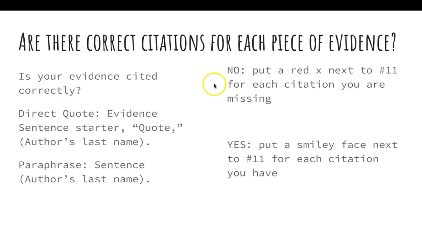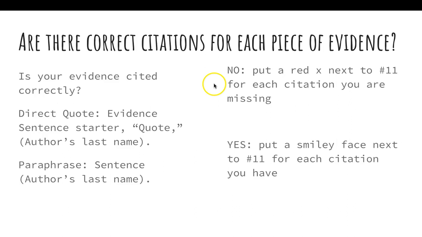Are there correct citations for each piece of evidence? Is your evidence cited correctly? If you're using a direct quote, you should have an evidence sentence starter, then a comma, then a space, open the quotation marks, insert your quote, comma, close your quote, space, open parentheses, author's last name, close parentheses, period. If you are paraphrasing, you just need a sentence, and then the author's last name in parentheses at the end of the sentence.